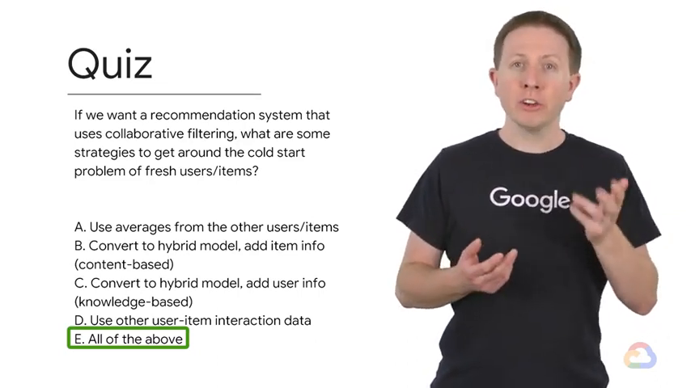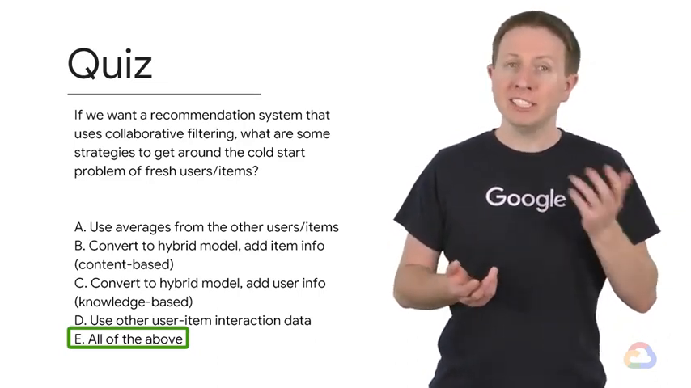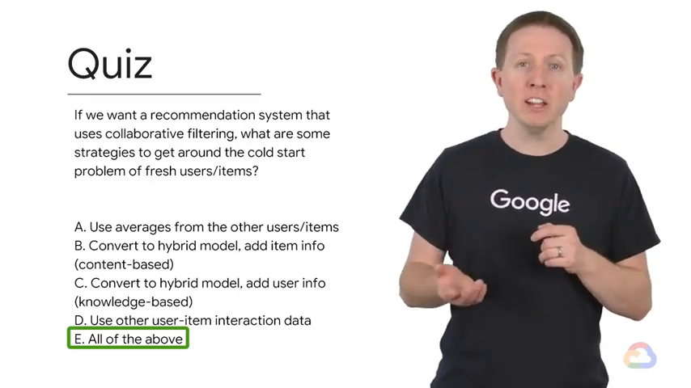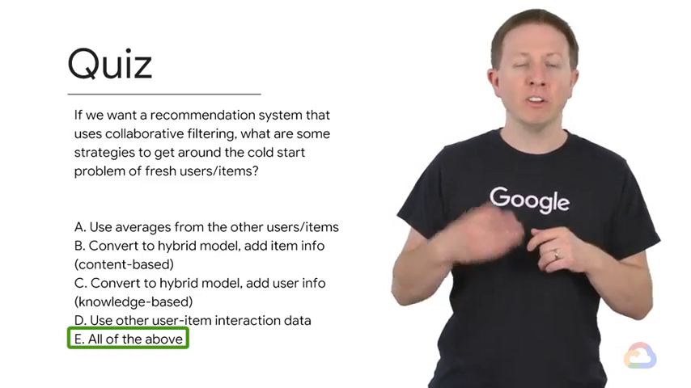Additionally, we could use other user-item interaction data. Many systems have multiple ways users can interact with items, so if one way has missing data, we can use the other slices of data to fill in some of the gaps.